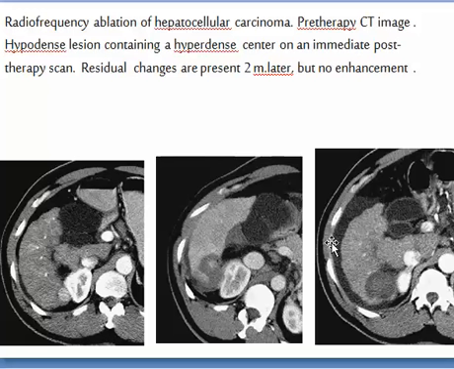2 months later and immediate after therapy and early pre-therapy. So pre-therapy, immediate after therapy, and 2 months later shows that there is definite regression. Remember that there is cirrhotic nodules causing wavy outline of the surface of the liver with associated ascites there.